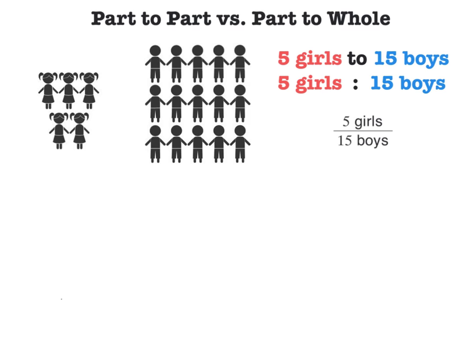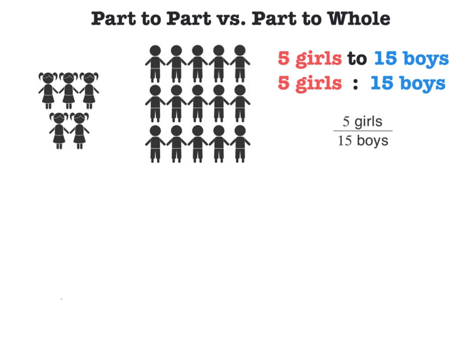Now we are going to look at part to part versus part to whole. In the previous slide where we said 5 girls to 15 boys, that represents a part to part because the girls are part of the class and the boys are part of the class. But together, they are a whole group of students. So let's see if we can write a ratio to represent the whole, a part to whole comparison. Let's do the boys to the whole class.